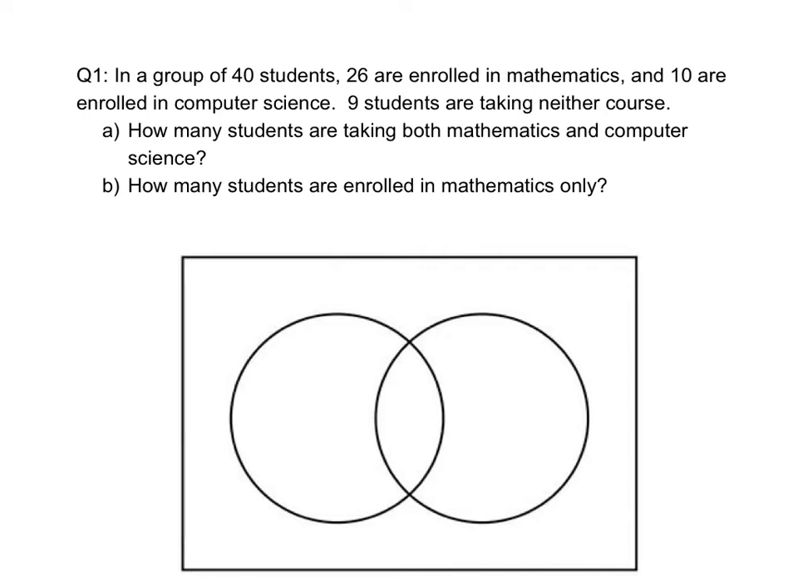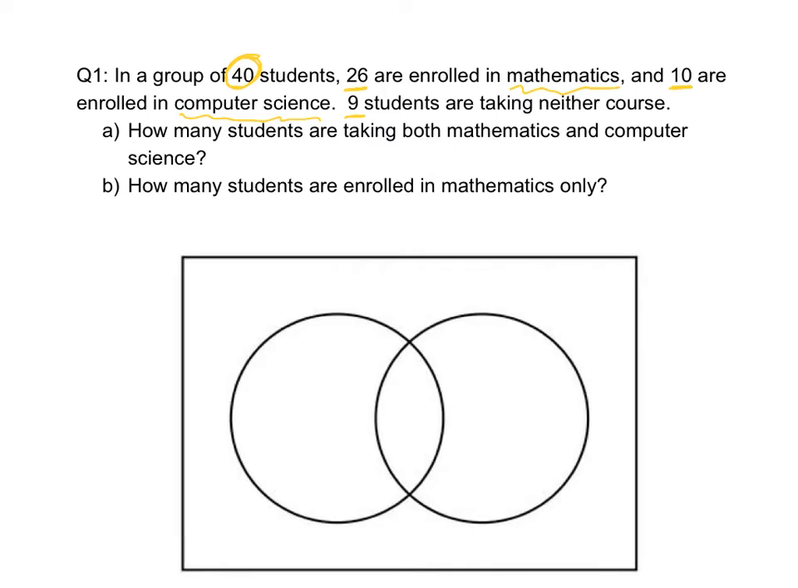So in this problem, we have a group of 40 students. 26 are enrolled in mathematics. 10 are enrolled in computer science. 9 students are taking neither course. So part A, how many students are taking both mathematics and computer science? And part B, how many students are enrolled in mathematics only? Well, a quick observation. If we add these numbers together, 26, 10, and 9, we end up with 45. That is more than the number of students that we have selected. Well, how can this be the case? It's because we have some students who are enrolled in both courses, both mathematics and computer science.